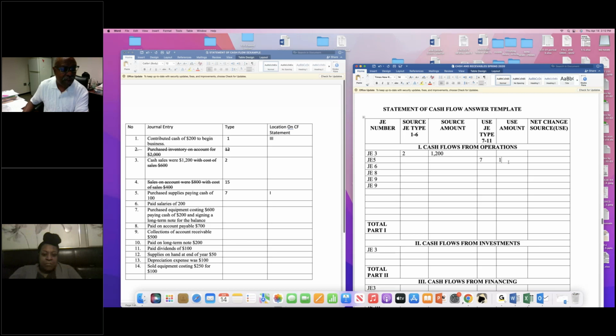Next, we have paid salaries of 200. What type is that? Is it expense? Is it 8 or is it 9? It's the payment of an expense, and that's also going to go in Part 1. So that's the type, and the amount is $200.